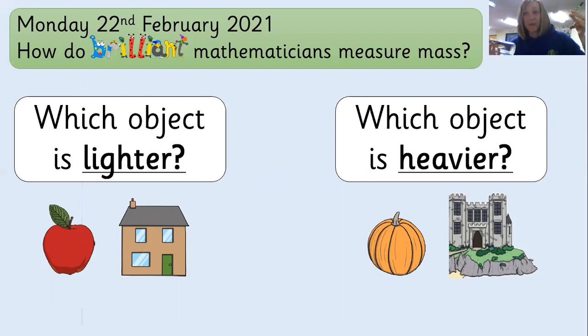And we would love to see some of those pictures. So if you want to put your human balance scale on Tapestry or on Facebook, we would love to see what objects you found around the house that are heavier or lighter than each other.